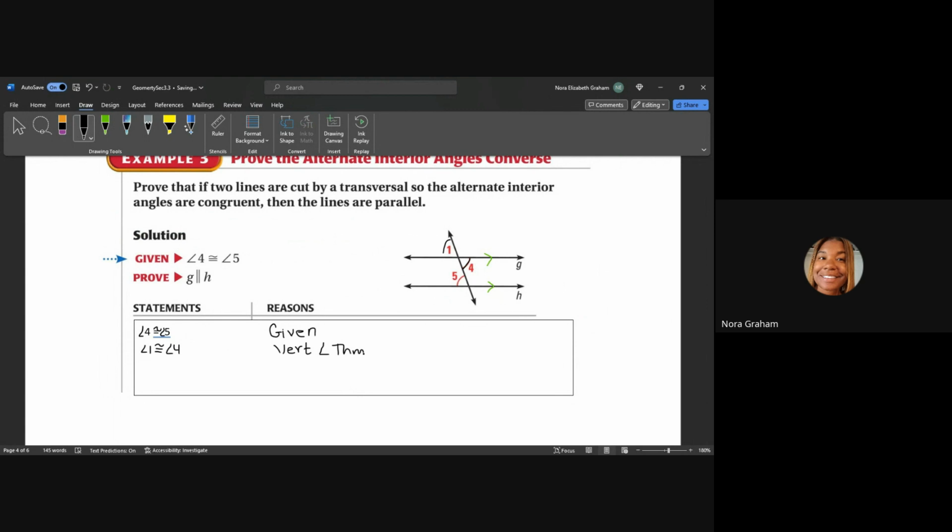Now let's see what else we're provided. Another thing I noticed is I can relate 1 and 5 together. If I relate 1 and 5 together, and they're both hitting my transversal like that, they can create corresponding angles, right? So I know that 1 and 5 are congruent by the transitive property, because 4 is equal to 5, but 4 is also equal to angle 1. So that means angle 5 is congruent to angle 4. And this is by the transitive property.